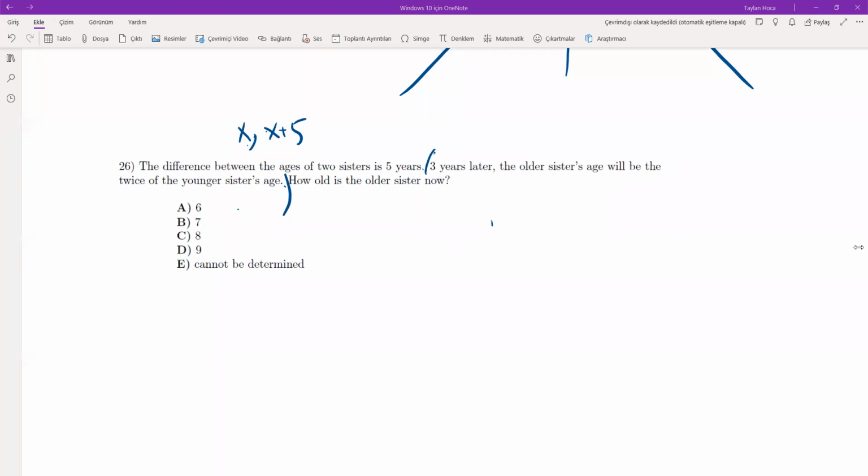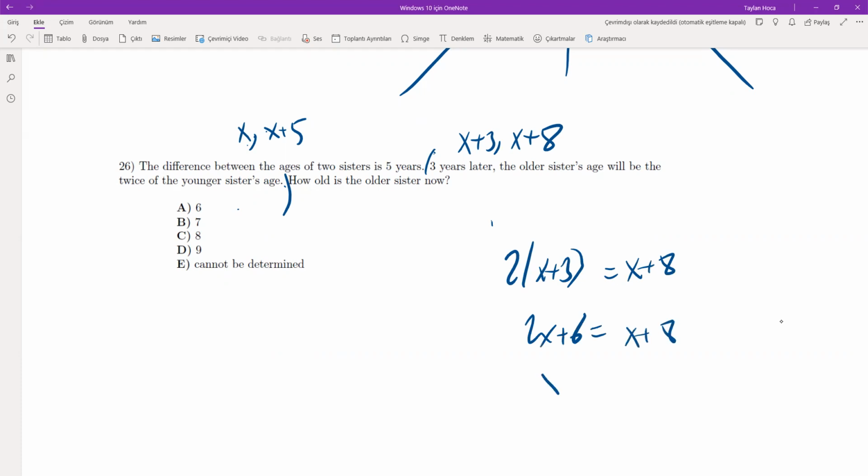3 years later, their ages will be, tell me that then. 3 years later, their ages will be x plus 3 and x plus 8. So 2 times x plus 3 is gonna be x plus 8. So 2x plus 6 is gonna be x plus 8. So x is 2 in that case. Okay? x is 2. Hence, how old is the older sister now?